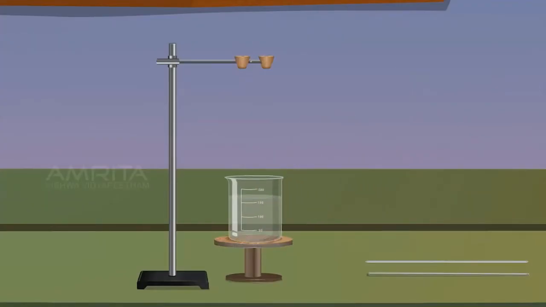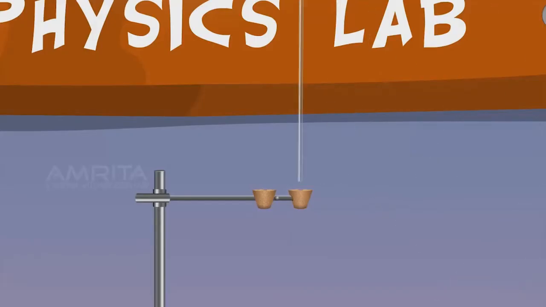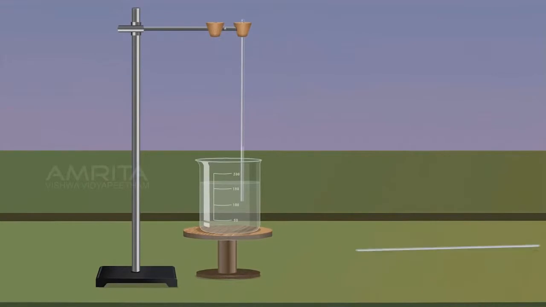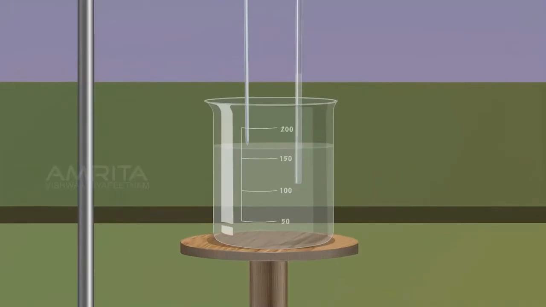Place the beaker containing water on the wooden stand beside the retort stand. Pass the capillary tube through the hole of the cork until it is immersed in water. Water rises into the capillary tube. Now pass the long pointer through another cork in such a way that its tip just touches the surface of the water.